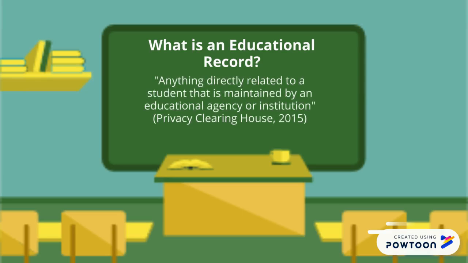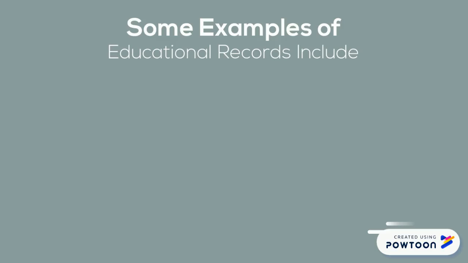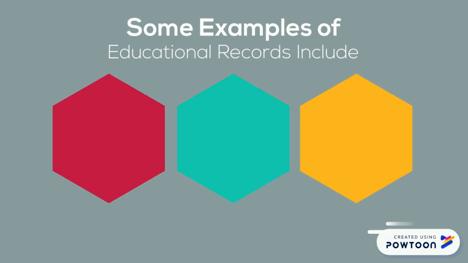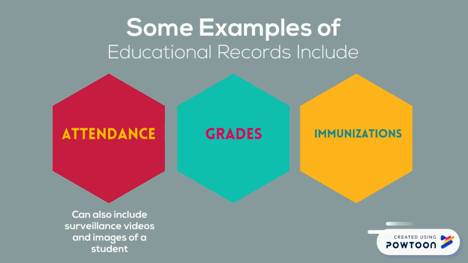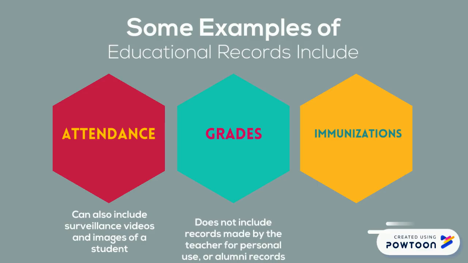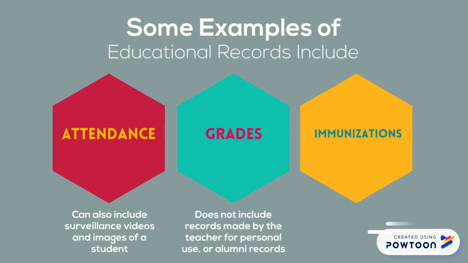An educational record is anything directly related to a student that is maintained by an educational agency or institution. Some examples of educational records include their attendance, grades, and even student immunizations. They can also include any surveillance videos or images of a student, but it does not include those records that are made by teachers for personal use or alumni records.